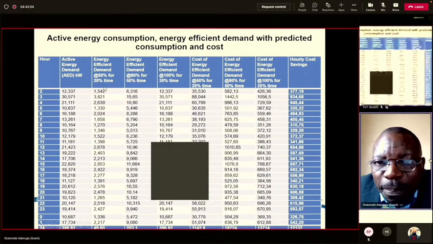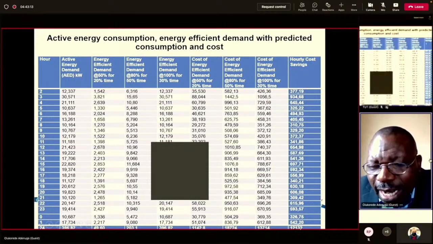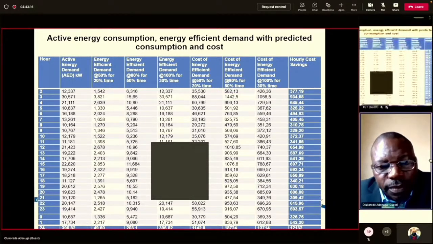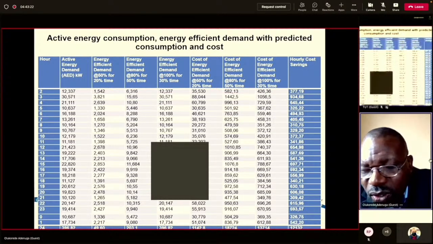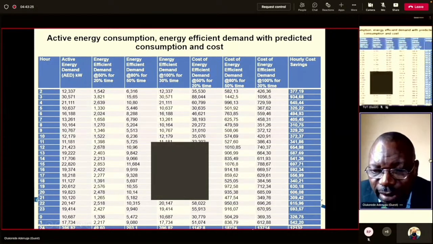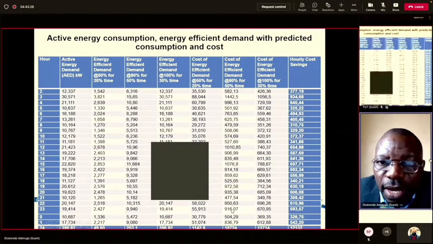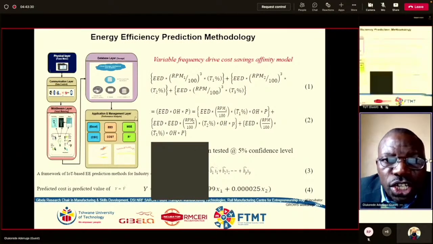And when we apply this affinity model, we realize that hourly cost savings can help the user of this type of electric motor to save about 12,000 rand in terms of cost. And this is the methodology we are talking about, the affinity model, where you put the percentage of the variable frequency drive into use to help reduce energy consumption for an electric motor.